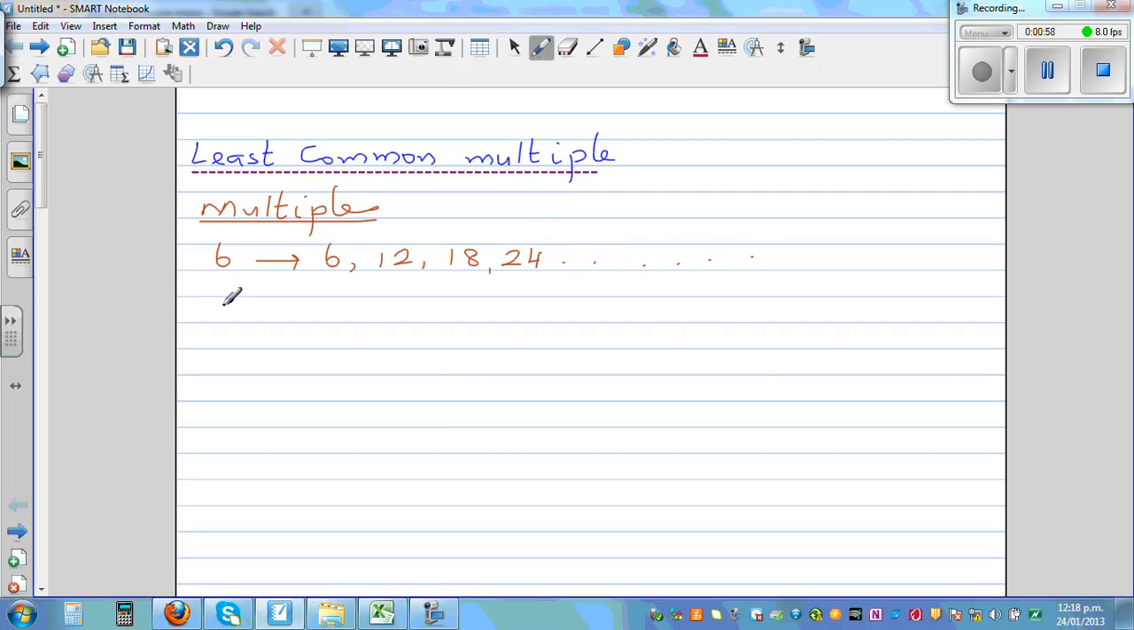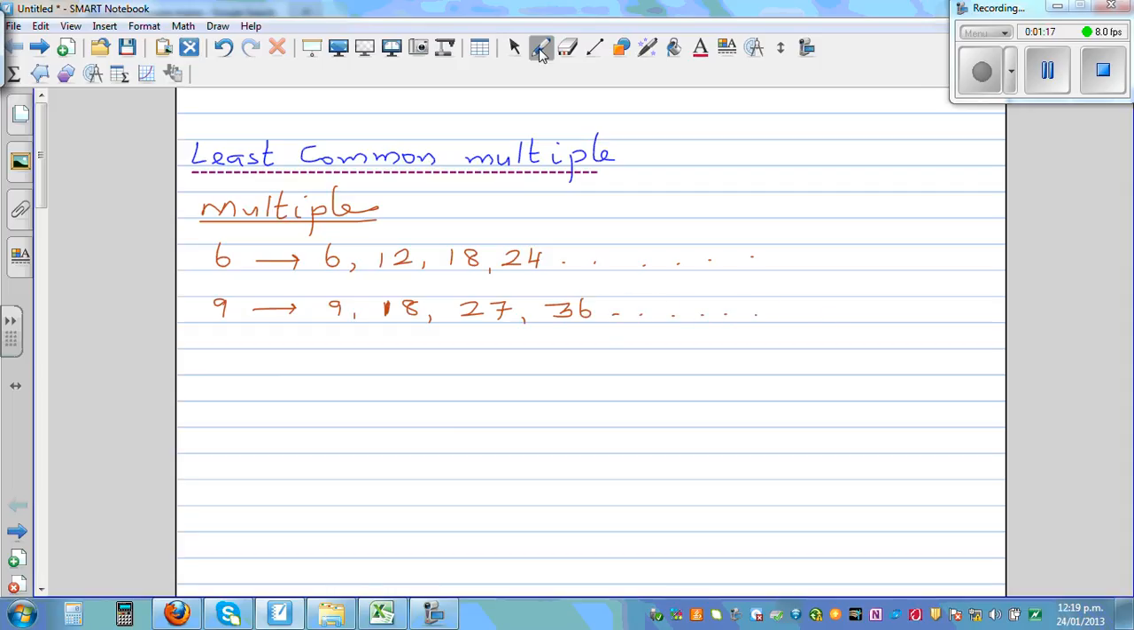Now if you take 9, what are the multiples of 9? The multiples of 9 are 9, 18, 27, 36, and so on. This also goes on forever.